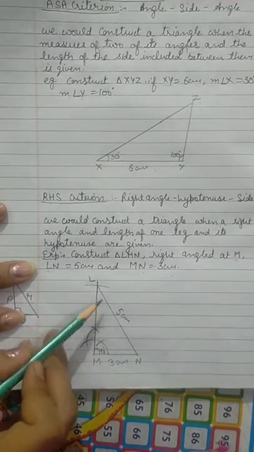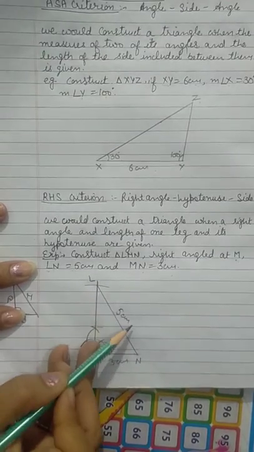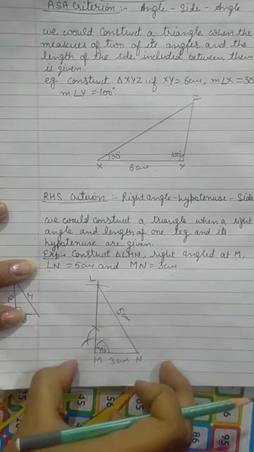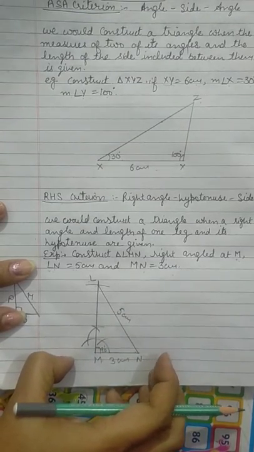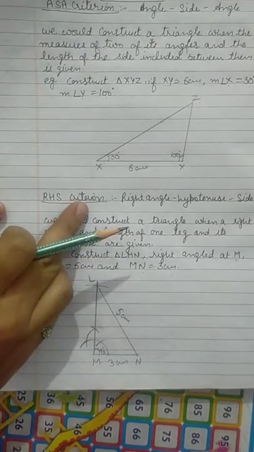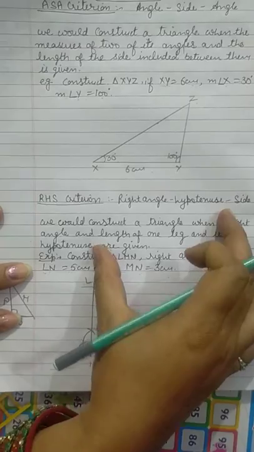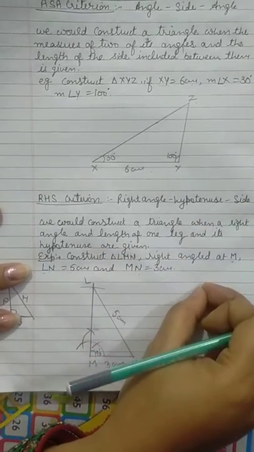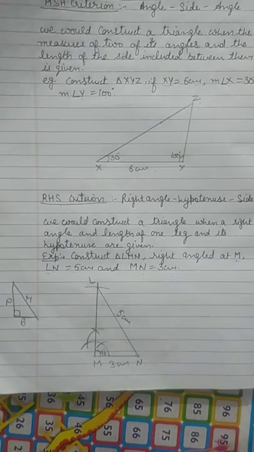Now I am going to join L and N, and on joining them it becomes your hypotenuse, and in this way you can construct your right angle triangle by using the criteria RHS. In this way, these criteria will help you to construct the triangles in this chapter, and definitely they will help you to construct the triangles.